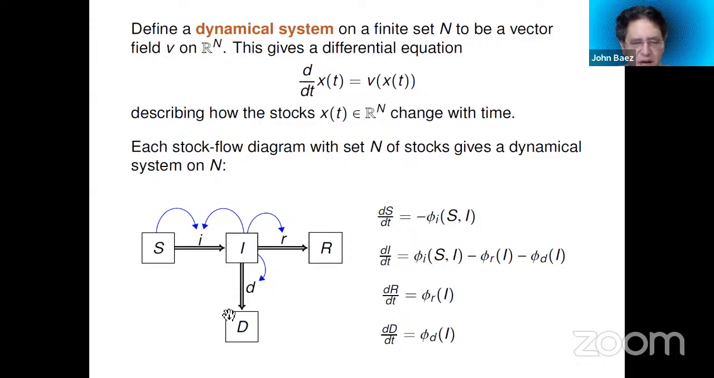And so here's our simple example here. And you can write down these differential equations from it. So the main point is that each flow contributes a negative term to its upstream stock, that is, things are moving out of there, and a positive term to its downstream stock, namely, things are moving into there at the same rate.